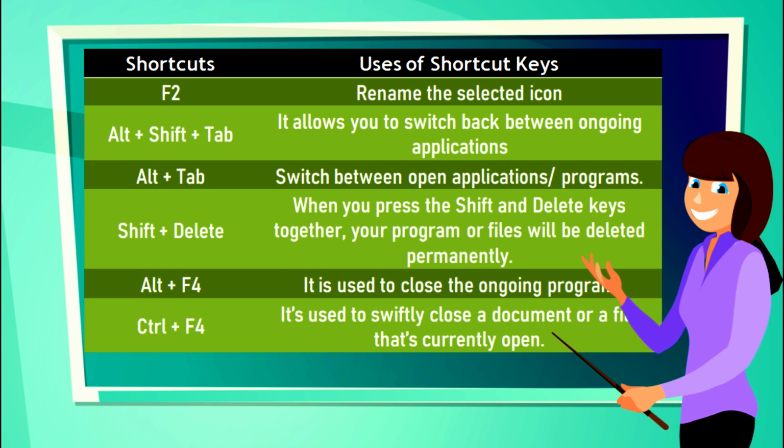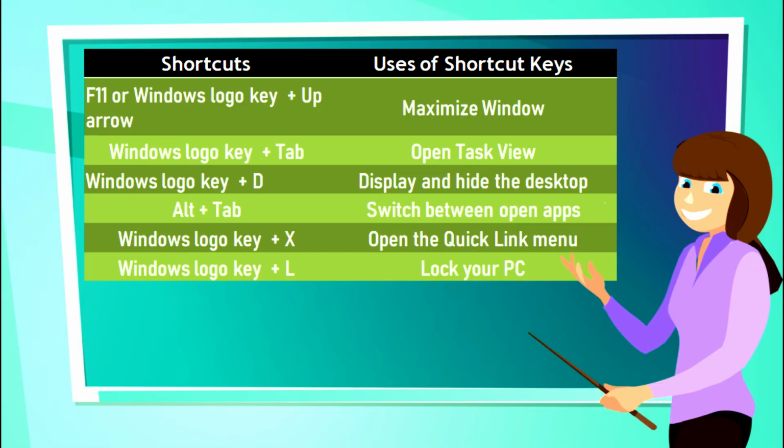Control plus F4, it's used to swiftly close a document or a file that's currently open. F11 or Windows logo key plus up arrow, maximize window. Windows logo key plus Tab, open task view. Windows logo key plus D, display and hide the desktop.